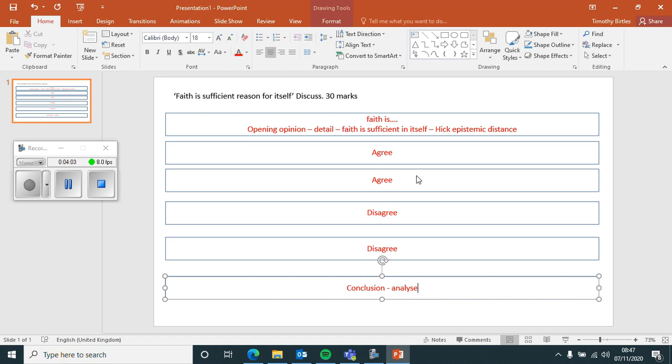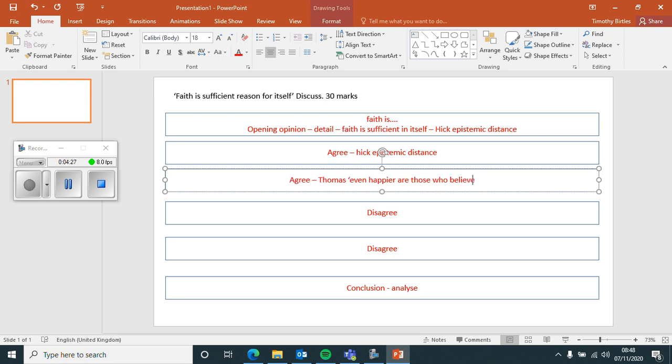So let's think about some basic points. For the first degree, Hick and epistemic distance. For the second degree, I might talk about the story of the doubting Thomas. Jesus said, even happier are those who believe in me without ever seeing me at all. If you're confused about this story, go to the extra resources for the Jesus lesson and watch the last 10 minutes of The Miracle Maker, which explains the doubting Thomas story.